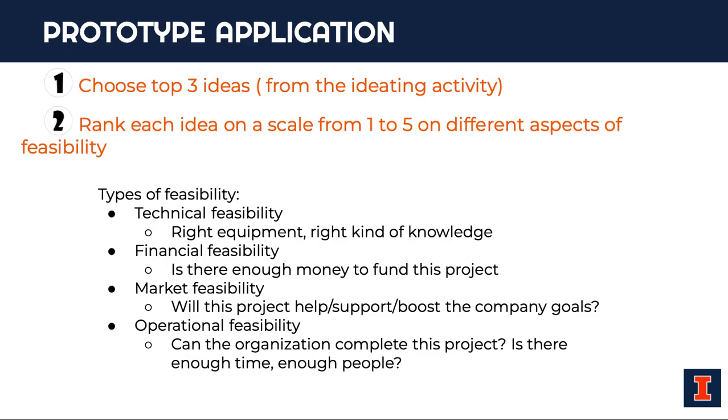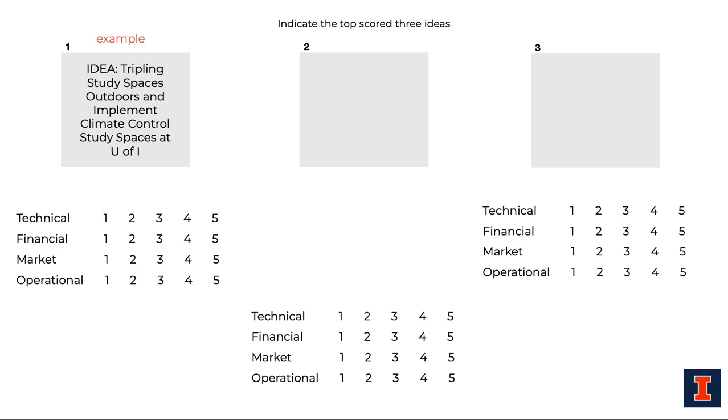The different types of feasibility that we utilize, and I think are really important and helpful, are: 1, technical feasibility. This is having the right equipment and the right type of knowledge. Next, financial feasibility. Is there enough money to fund this project? 3, market feasibility. Will this project help, support, and boost the company goals or your end project? And then operational feasibility. Can the organization complete this project? And is there enough time, enough people, enough resources? It's really important to evaluate feasibility on anything you want to complete because ultimately that's what's going to help you put your ideas into practice.